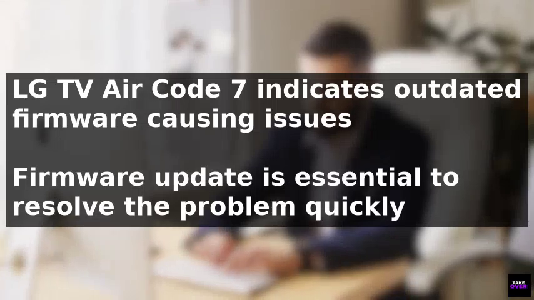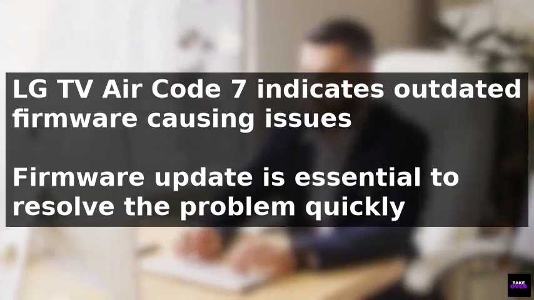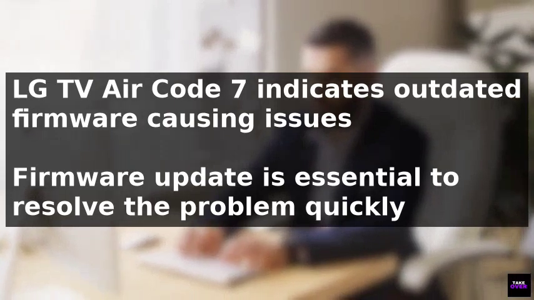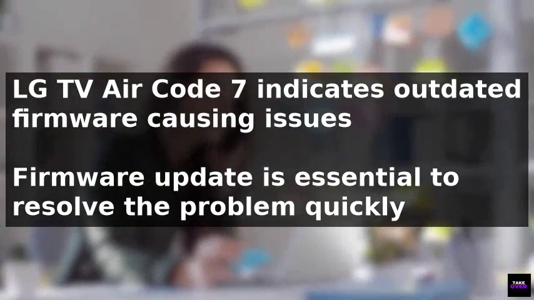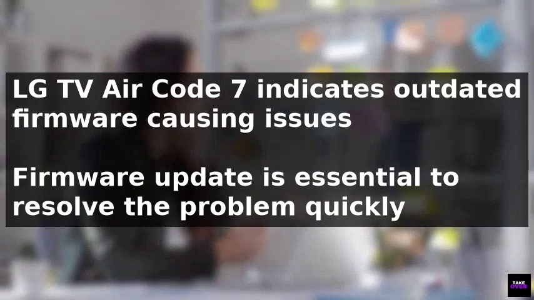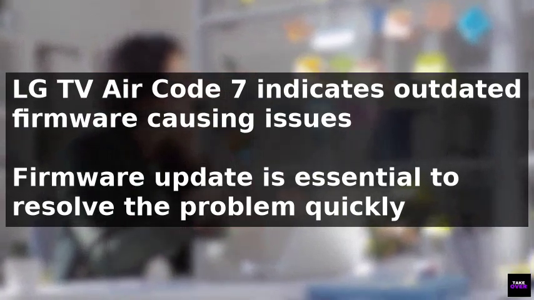The LG TV error code 7 indicates that the TV's firmware is outdated. This issue can be caused by various factors. To resolve the problem, several solutions can be applied. Firstly, updating the firmware is essential.